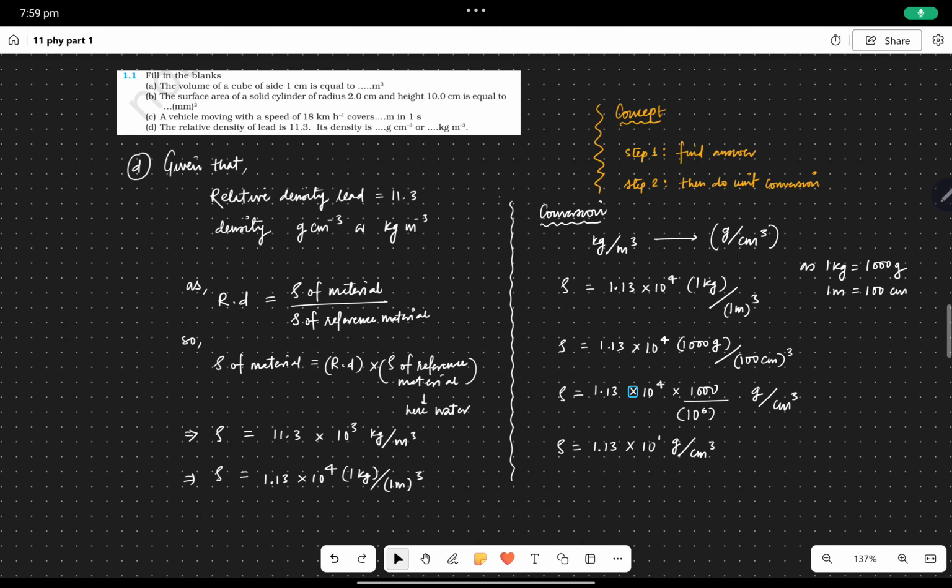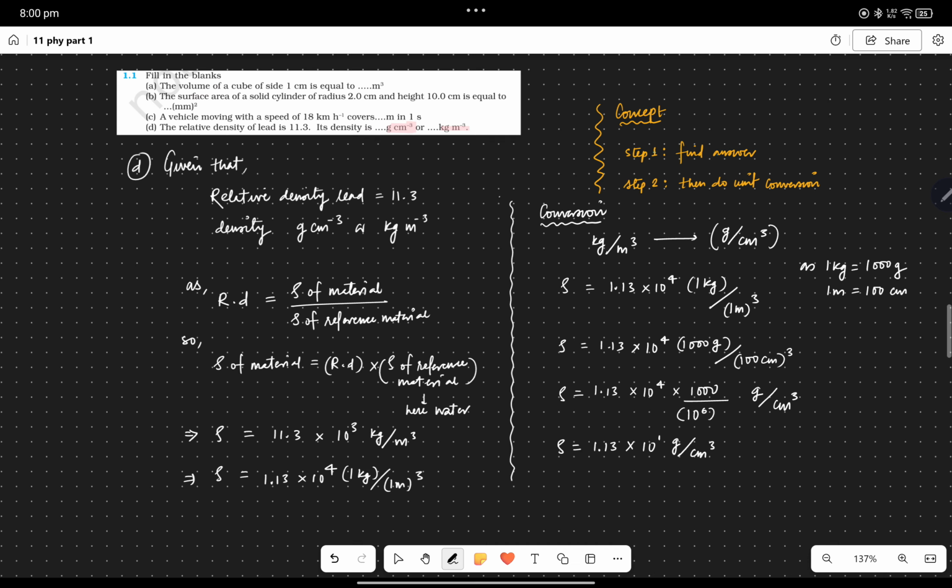This is question number 1.1 and I'm going to solve part D. It is from class 11th, unit and dimension. So first of all, the question: the relative density of lead is 11.3. Find its density in gram per centimeter cube or kg per meter cube.